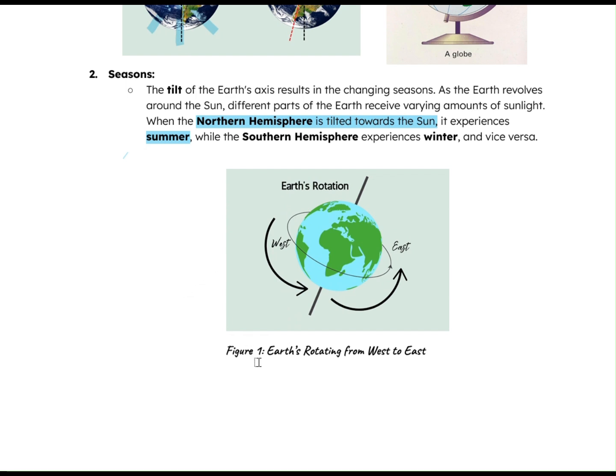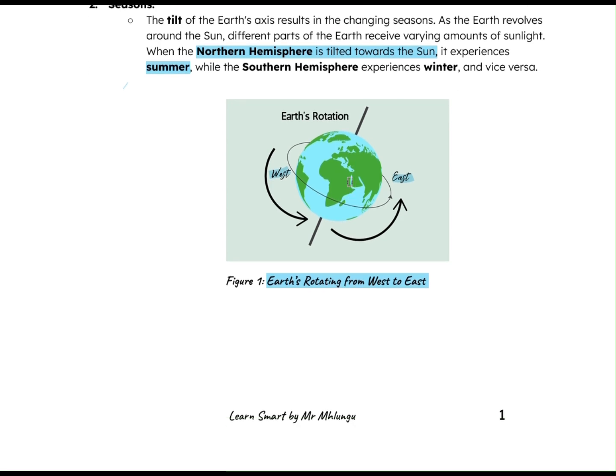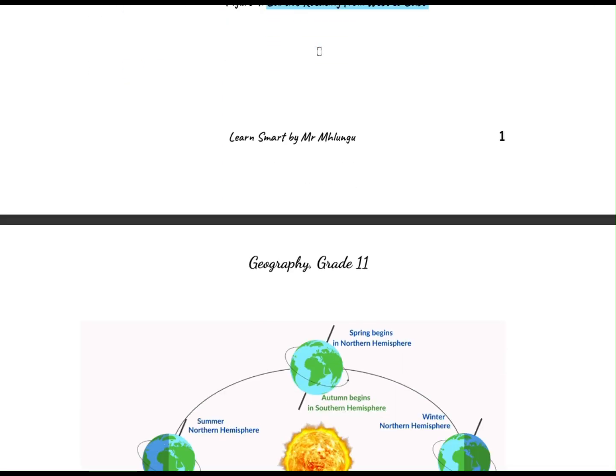Moving on to this point, this depiction shows the Earth's rotation, and that it is rotating from the direction of west all the way to the direction of east. It's not the other way around. The way the Earth rotates is from west to east. Now that is important, and it will help us understand some of the information as we move on.